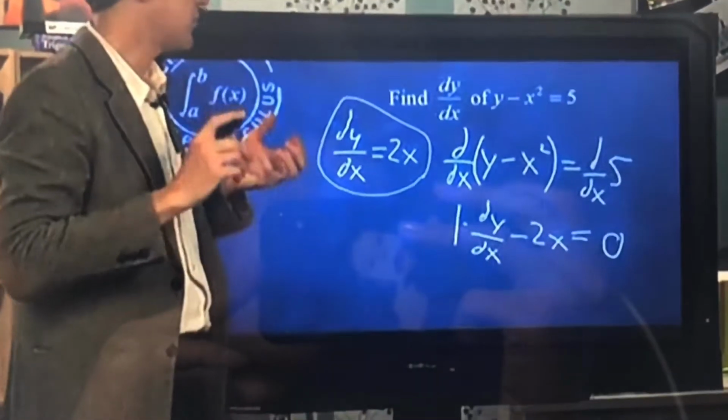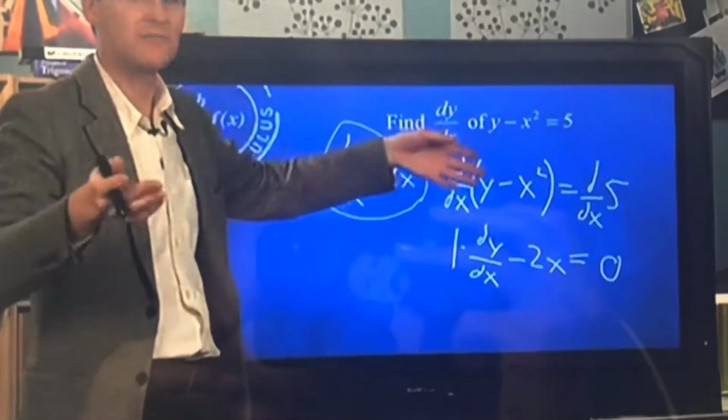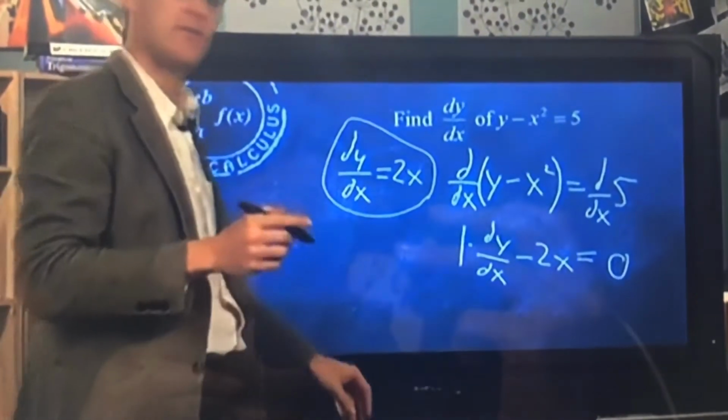All right. In the next slide, I'm going to show you that this really mysterious technique really works. What I'm going to do is solve this for y and do it the way we normally did derivatives.